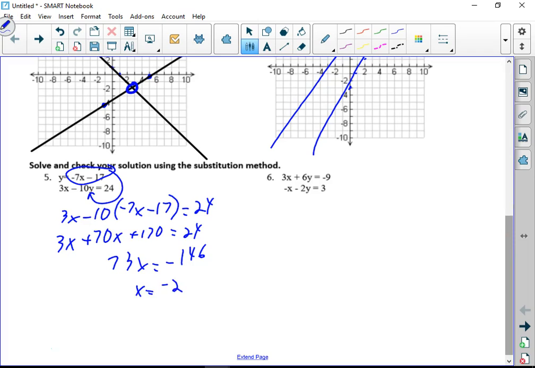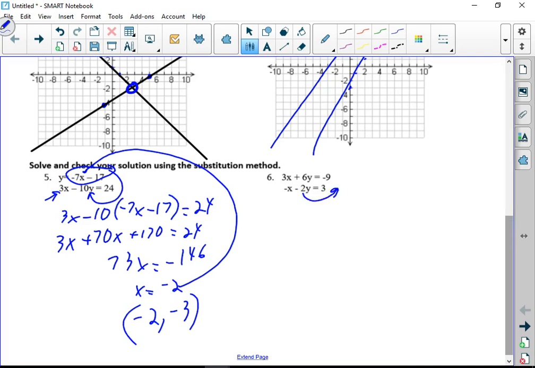Now we're not finished. We got to plug this negative 2 back into either equation. Personally, I think it's easiest to plug it in right here, because that one's already solved for y. Negative 2 times negative 7 is positive 14. Minus 17 is negative 3. So I get negative 2, negative 3. I plug this in real quickly to the other equation and find out that it is true. I can move on.